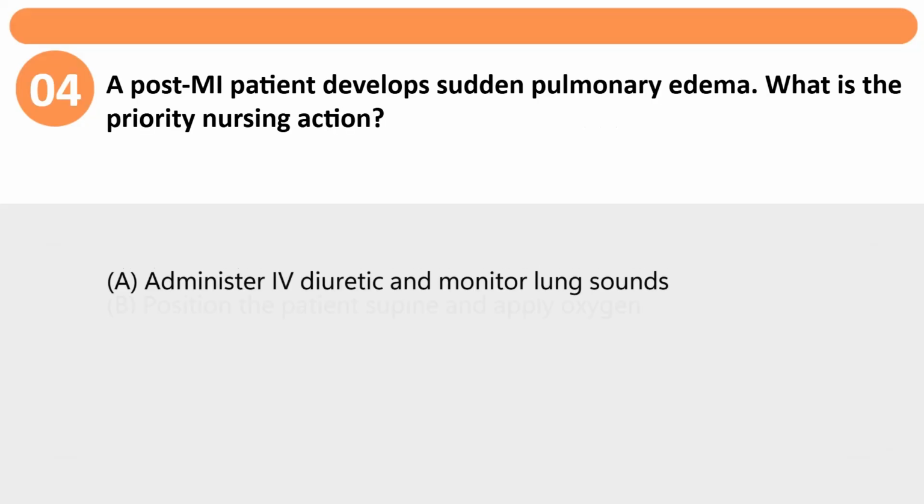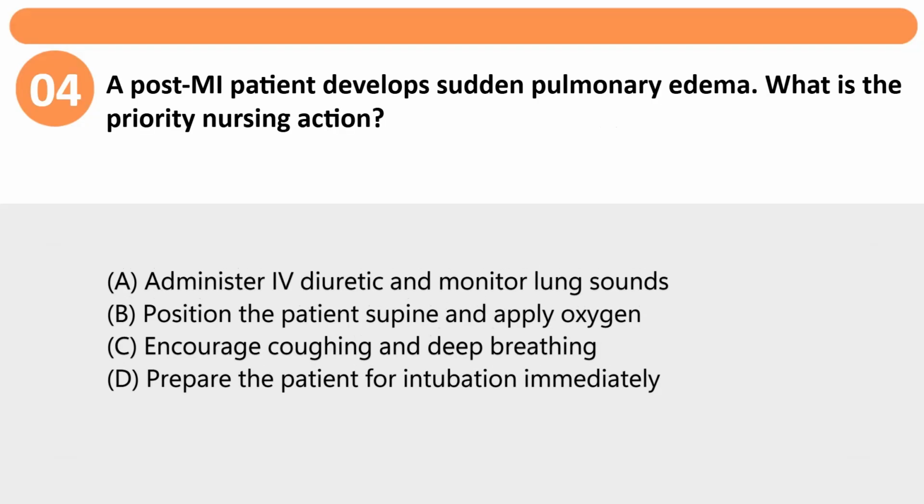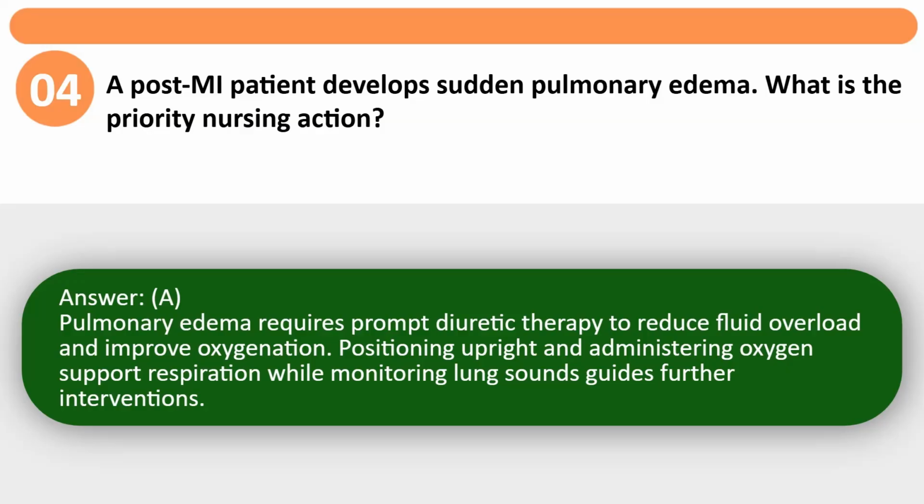A post-MI patient develops sudden pulmonary edema. What is the priority nursing action? A. Administer IV diuretic and monitor lung sounds. B. Position the patient supine and apply oxygen. C. Encourage coughing and deep breathing. D. Prepare the patient for intubation immediately. Answer, A. Pulmonary edema requires prompt diuretic therapy to reduce fluid overload and improve oxygenation. Positioning upright and administering oxygen support respiration while monitoring lung sounds guides further interventions.